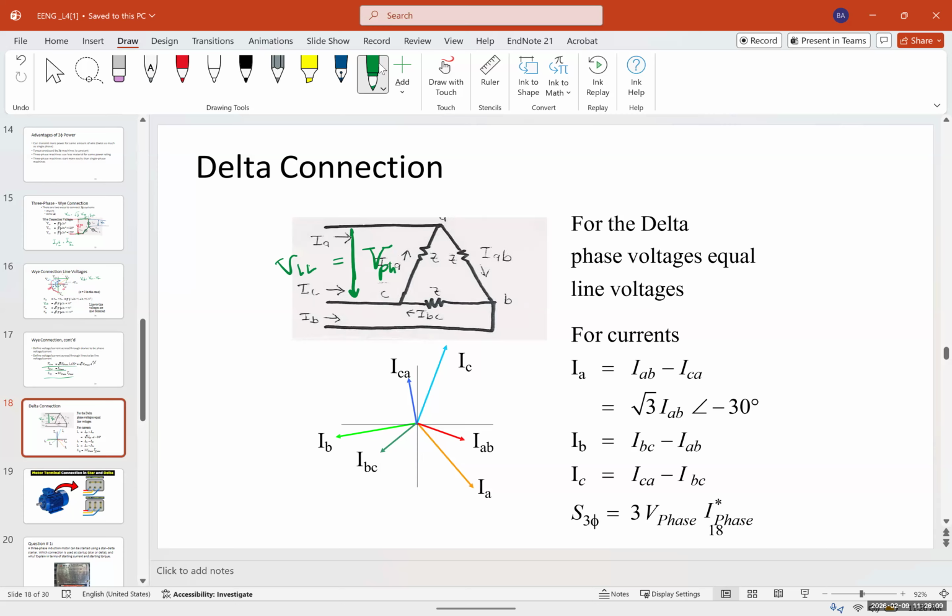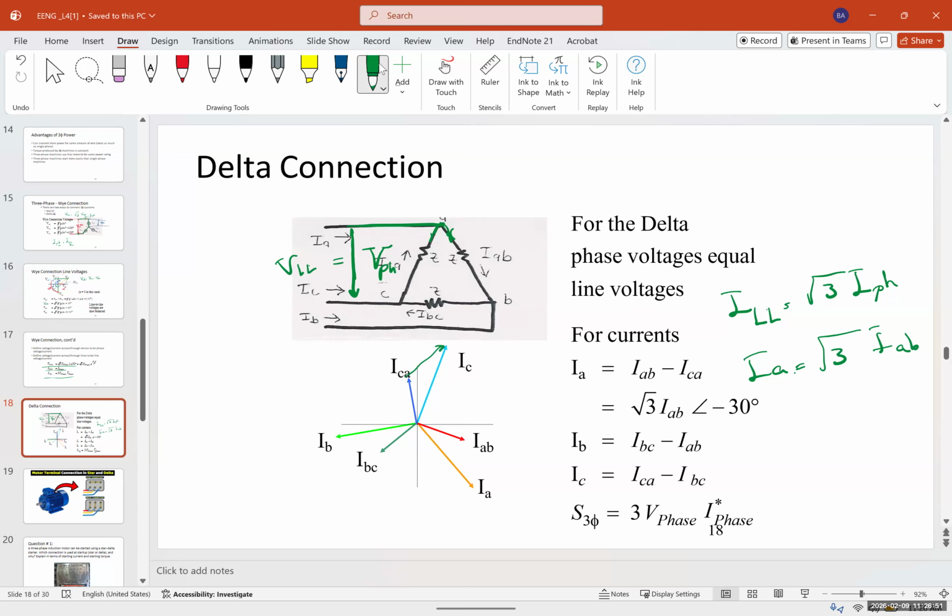Now you can see here the relation between the phase and line current. If we have a current coming in, it's going to be divided by 2. So therefore, I line is going to be square root of 3 times I phase. In other words, IA is going to be square root of 3 times IAB, obviously with the degree of negative 30 degrees, and we're going to have a 120 degree shift for all of them.